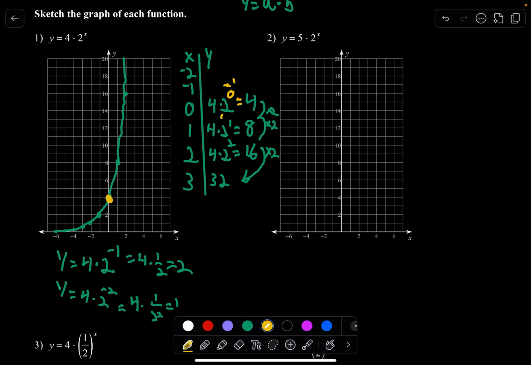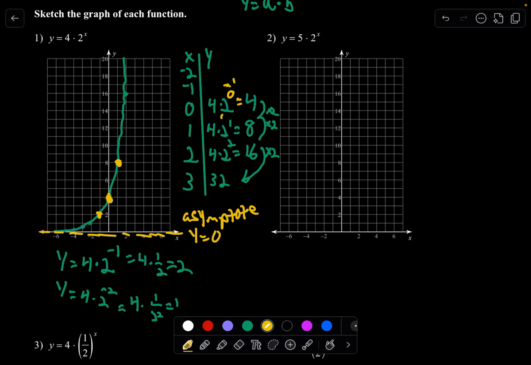Now, on your quiz, I'm going to look for specific points. I'm going to look for the right y-intercept, 1 point to the right, 1 point to the left, and also notice this line approaches the x-axis. It will never get there, but it approaches it. So we call this the asymptote. It's the line the graph approaches but doesn't touch. And the asymptote is y equals 0.